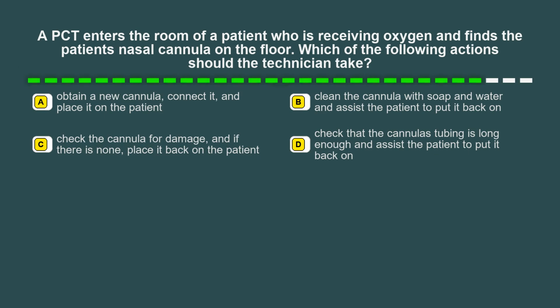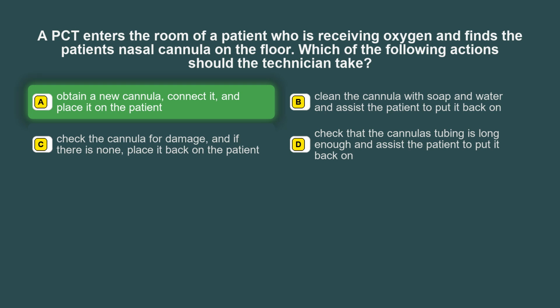Question 5. A PCT enters the room of a patient who is receiving oxygen and finds the patient's nasal cannula on the floor. Which of the following actions should the technician take? Option A. Obtain a new cannula, connect it, and place it on the patient. Option B. Clean the cannula with soap and water and assist the patient to put it back on. Option C. Check the cannula for damage, and if there is none, place it back on the patient. Option D. Check that the cannula's tubing is long enough and assist the patient to put it back on.